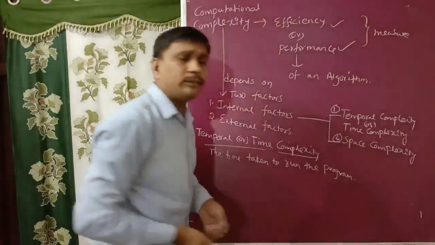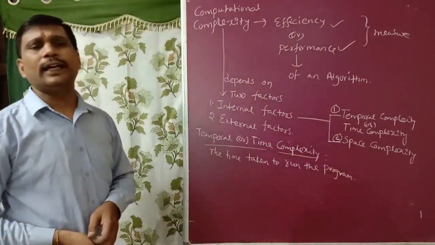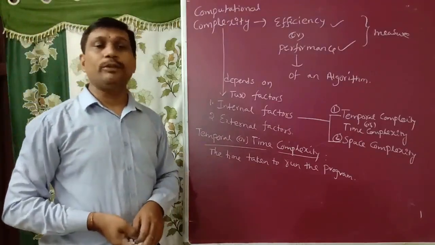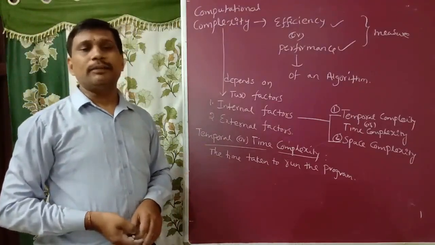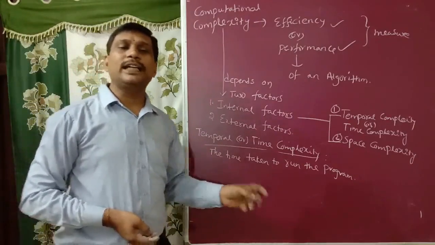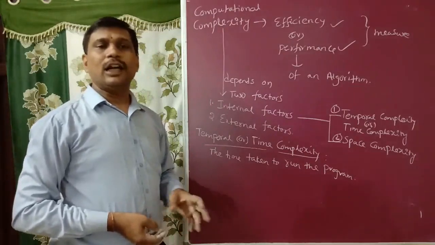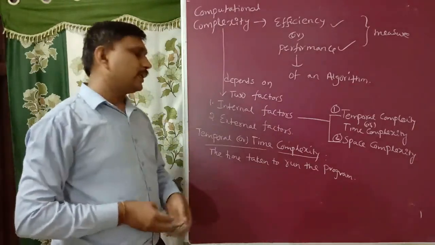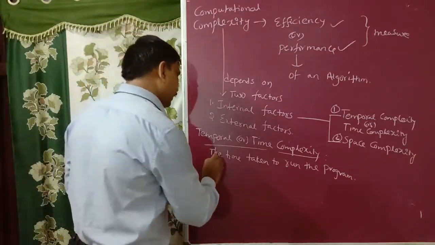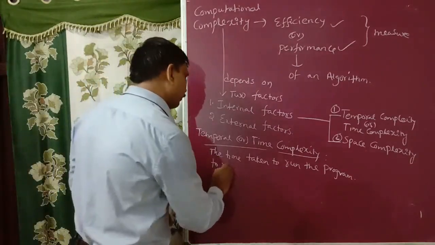So how much time it takes to complete or run the entire program, that is called temporal complexity. We measure the time complexity, we assign constant time factors and we decide the order of n. That is called temporal or time complexity to complete, to run the program.